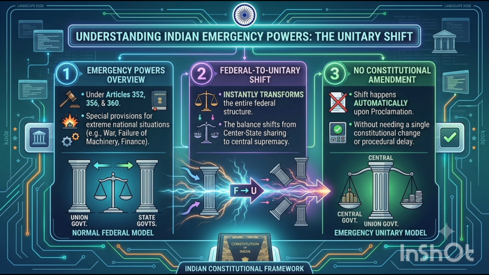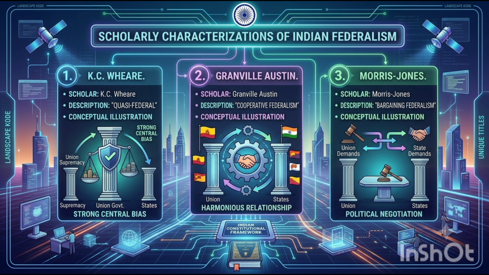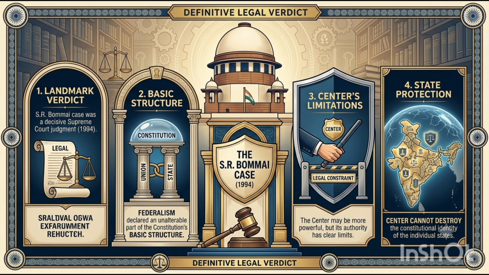This blend led political scientists to give India unique titles. K.C. Wheare called it quasi-federal, Granville Austin termed it cooperative federalism, and Morris-Jones described it as bargaining federalism. And the definitive legal verdict: in the landmark S.R. Bommai case of 1994, the Supreme Court ruled that federalism is part of the basic structure of the Constitution. The Centre may be powerful, but it cannot destroy the constitutional identity of the states.